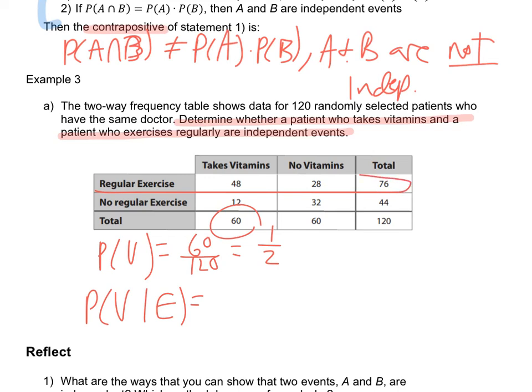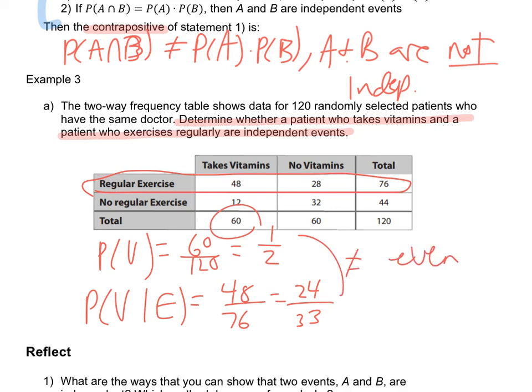Probability that somebody takes vitamins given they exercise. So now I'm just looking at the exercise row, and that is 48 out of 76, which is 24 over 33. And because these two are not equal, that means the events are dependent events.